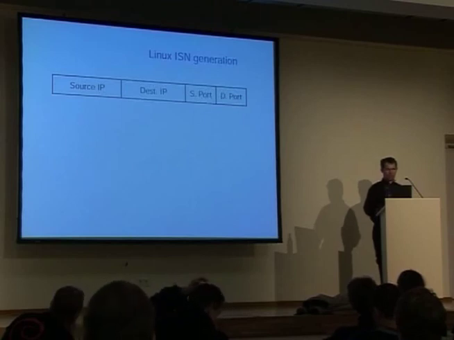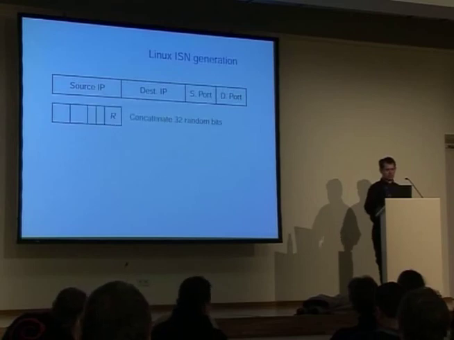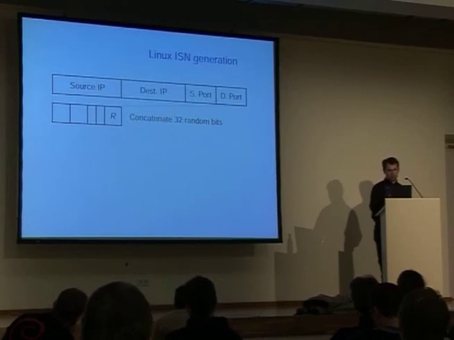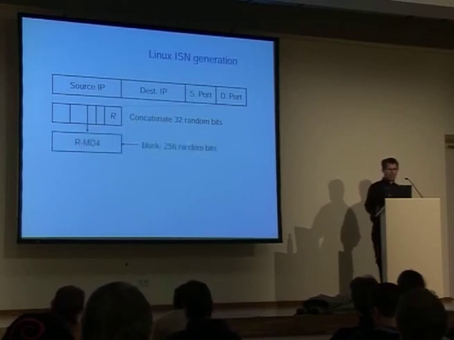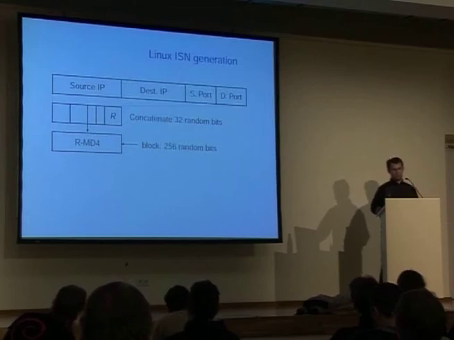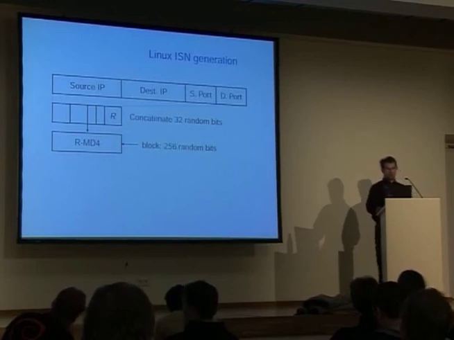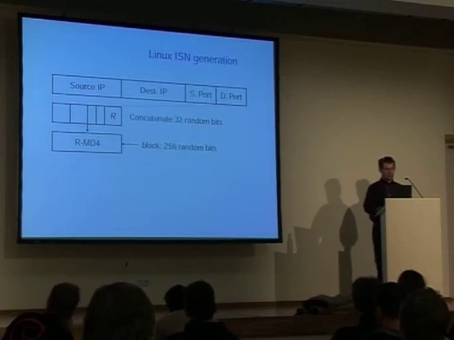And the conversation is defined by the source, destination, port, and IP address. So what Linux does is put these into 32 bits, and then it also adds a random number to bring it up to 4 bytes. Then it takes a reduced version of MD4. This is a hash function. You feed it a variable length input, and it will give you something which depends on that, but shouldn't be possible to map back. And it also throws in 256 random bits. This is only known by that host.